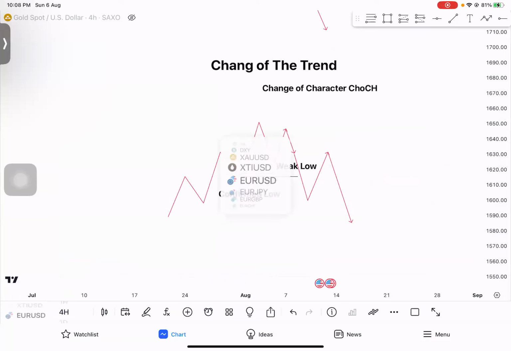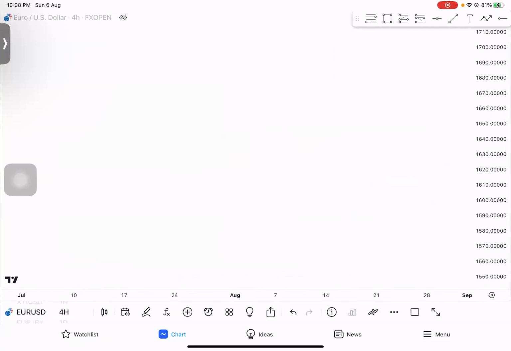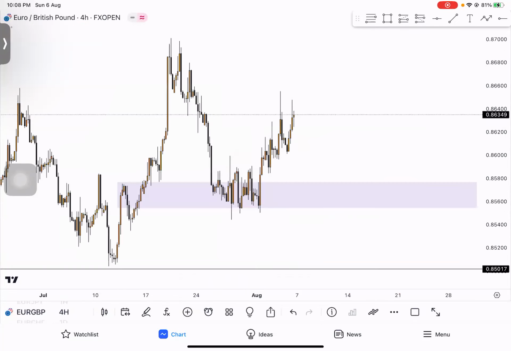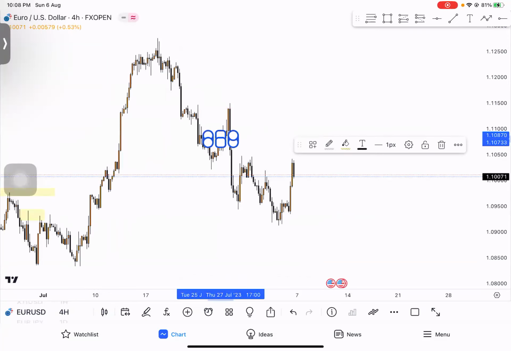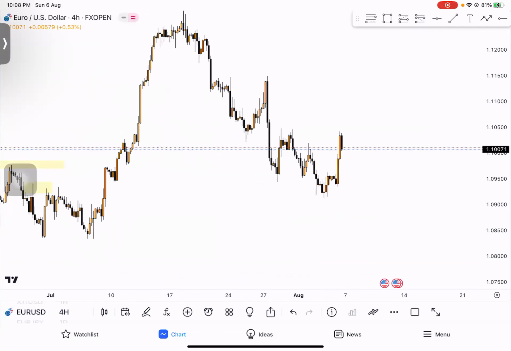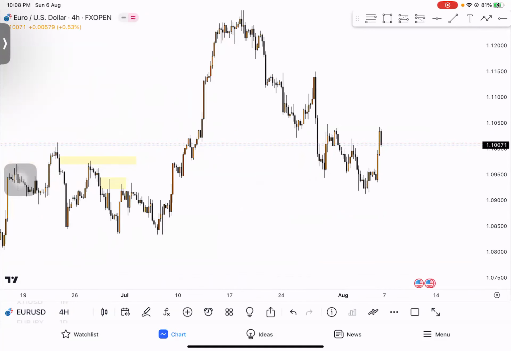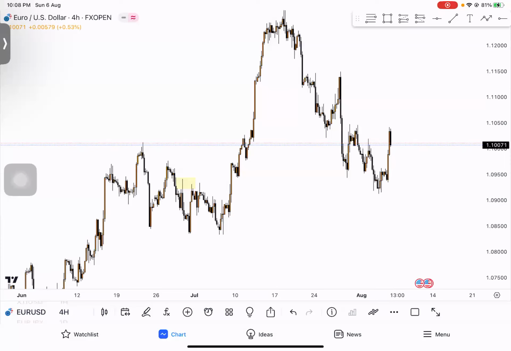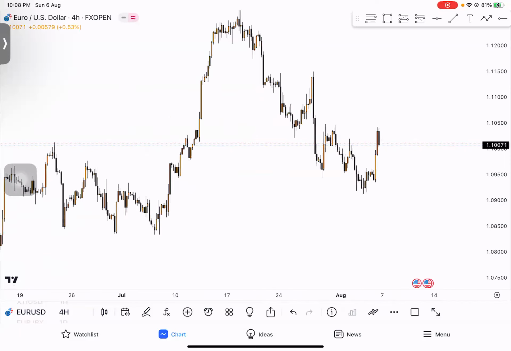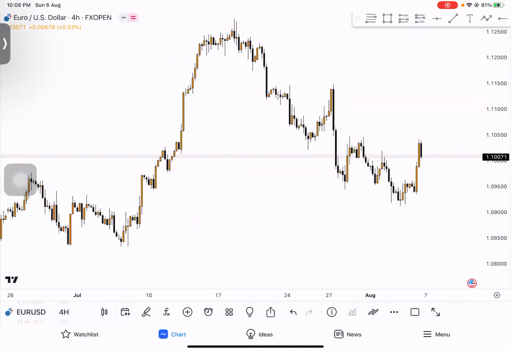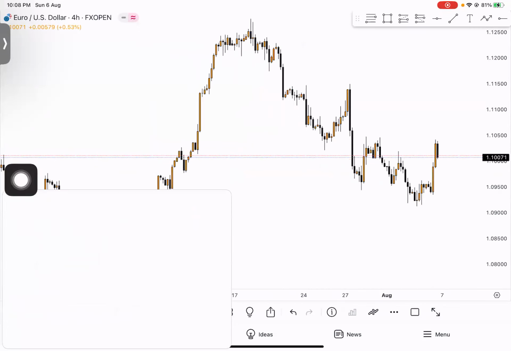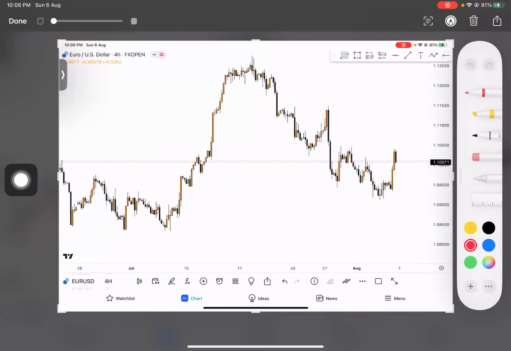We go to maybe Euro USD. Okay, I will just remove all this first. How can I do the sell zone? So for here you can see Euro USD on H4.